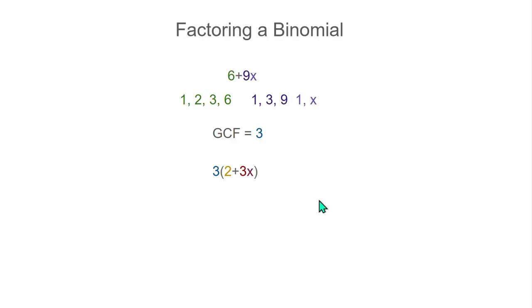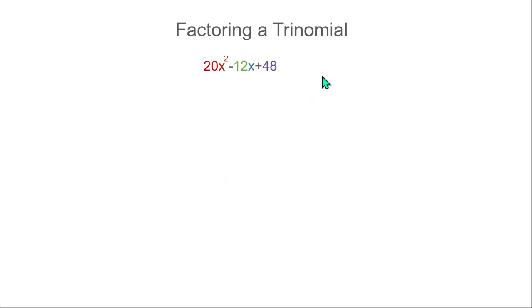Hopefully that all made a little bit of sense, because now we're going to try something slightly more complicated. Let's factor the trinomial 20x squared minus 12x plus 48. While we could list each individual factor, that method will go exponentially more exhausting the larger the polynomials get. Instead, let's first notice that x is not in every term of the polynomial. Therefore, it will not be in the GCF because we can't pull it out of every term.